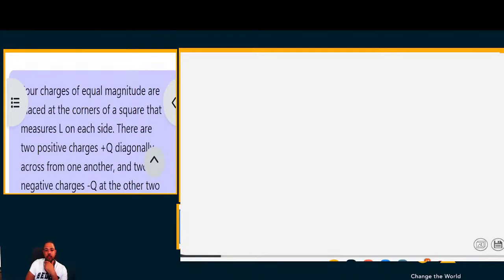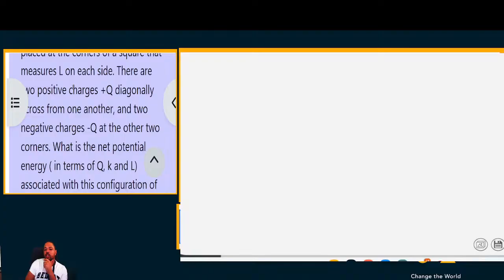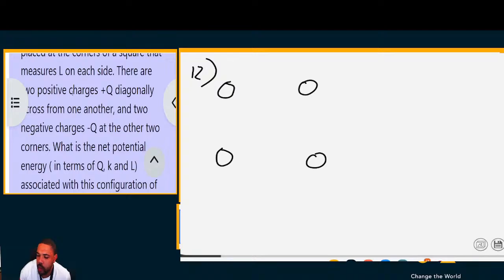Question 12. Four charges of equal magnitude are placed at the corners of a square that measures L on each side. So we have a square, four charges. We have four charges at the corners of a square that measures L on each side. So this square has a length of L on each side.